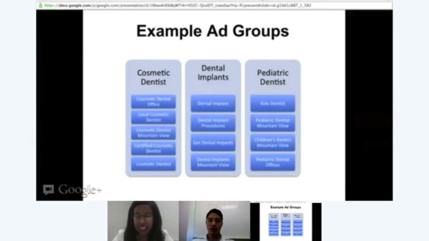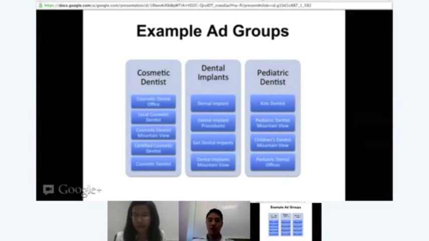For the cosmetic dentist ad group, you would want to have keywords that say cosmetic dental office, local cosmetic dentist, cosmetic dentist Mountain View, and these are all examples of how you can make your keywords very specific. So you're calling out the different locations where you're located. You're calling out the specific service. You're even calling out the procedures and things like that. Any of these is going to help your ad groups be more specific and really focus in on that targeting that you would want.